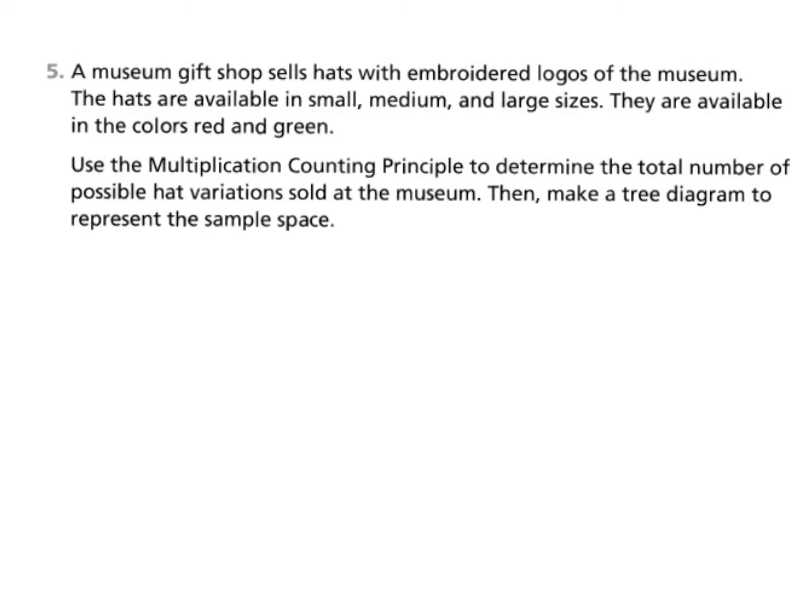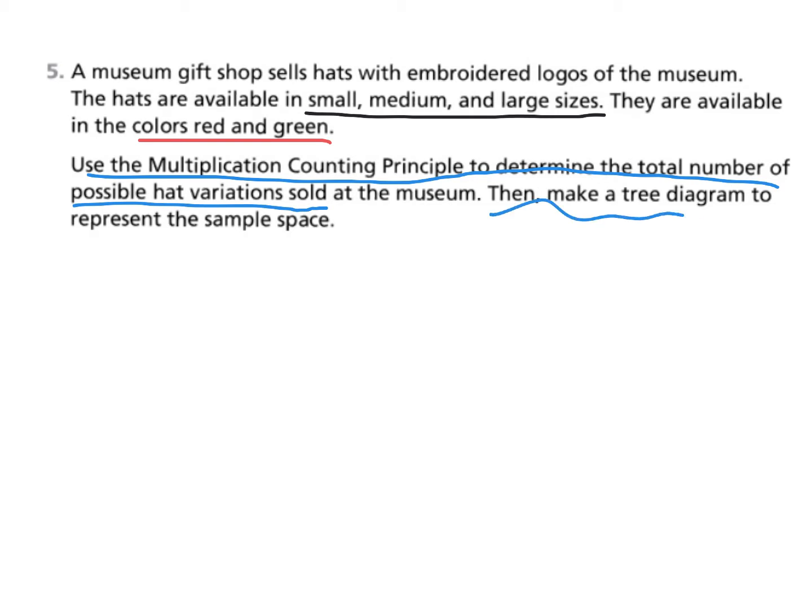Number 5, we have a museum gift shop that sells hats with embroidered logos of the museum. So the hats are available in small, medium, and large sizes, and they're available in the colors red and green. So use the multiplication counting principle to determine the total number of possible hat variations sold at the museum, and then make a tree diagram.